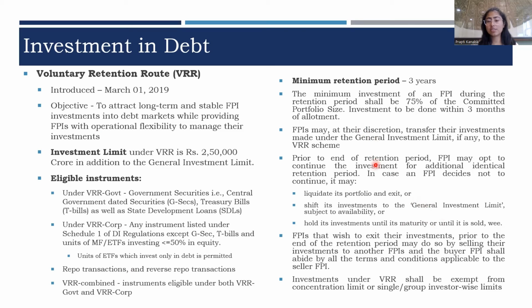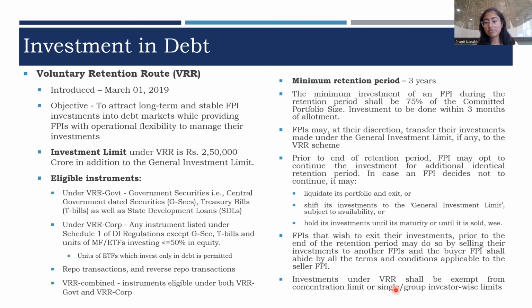Here, one additional flexibility given to FPIs is that if in the middle of these 3 years they want to take an exit, then they can sell this investment to another FPI who will hold the investments for the rest of the tenure under the VRR framework. Further, FPIs can also transfer their existing investments in the general investment limit to the VRR scheme.